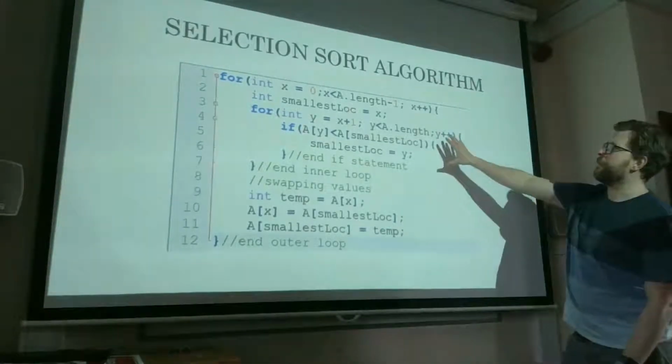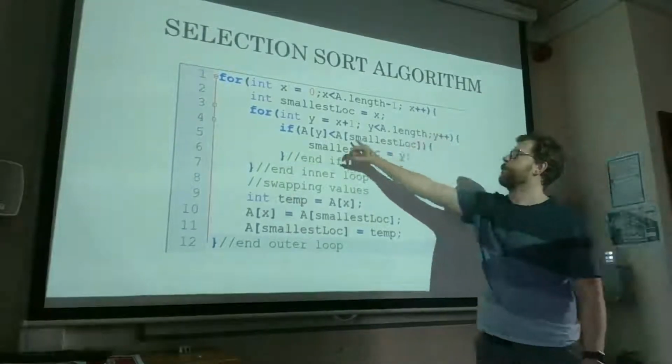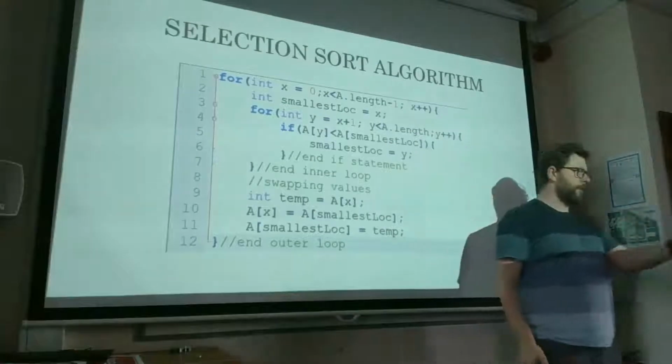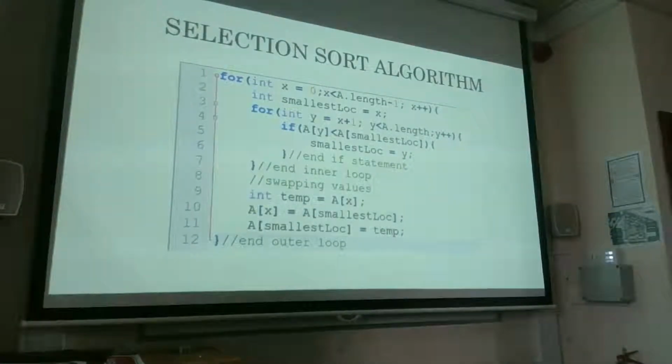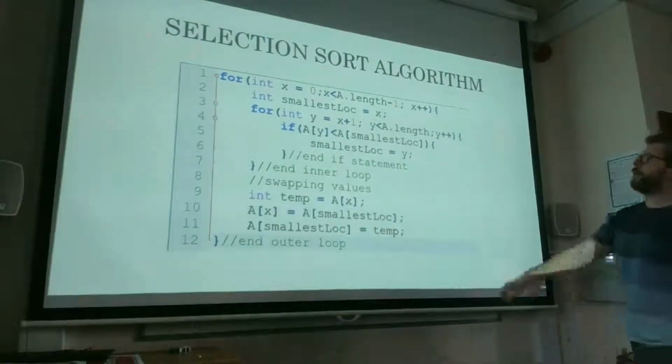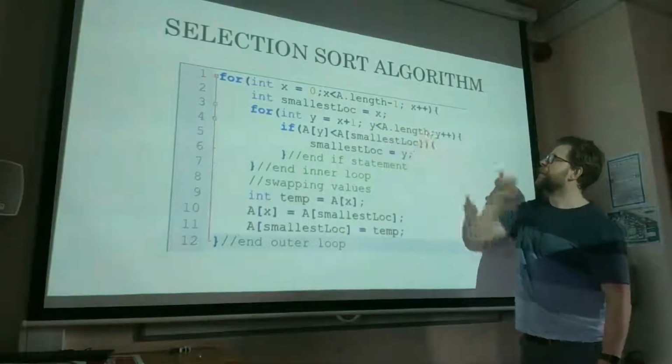So to do that, I have the inner loop. And the inner loop is going to start from wherever I am, plus 1. There's no point in checking the same position. There's no point in checking x because I already have that value. So I'm going to check x plus 1 and work my way to the end. And this loop here goes all the way to the end.